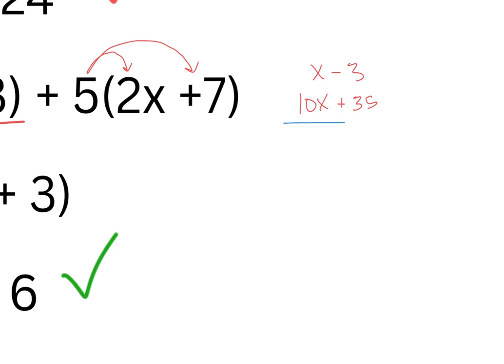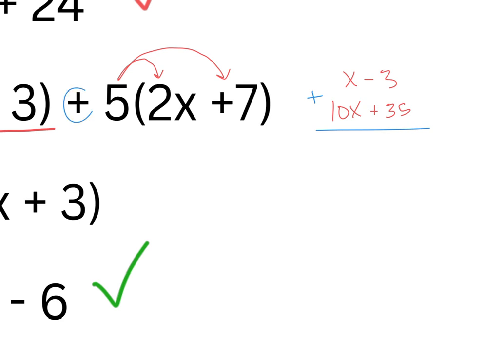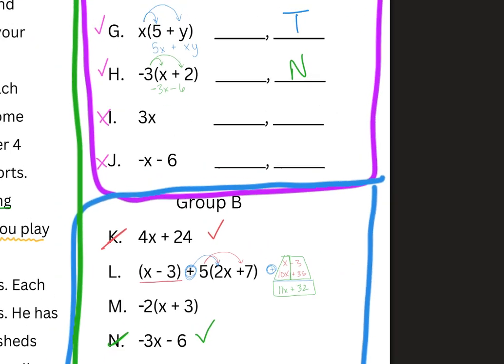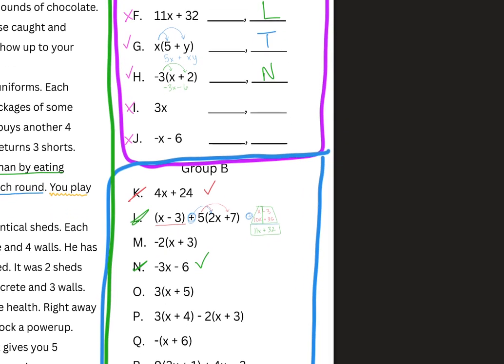Okay. We are going to add these together. Why are we adding them? Because like we just did, we said a positive 5 times a positive 2 is going to be positive. So 1x plus 10x's is 11x. -3 plus 35 is positive 32. You know what? This one even looks familiar. It feels familiar because we had an 11x plus 32. So this one is L. Boom. Done with that one.